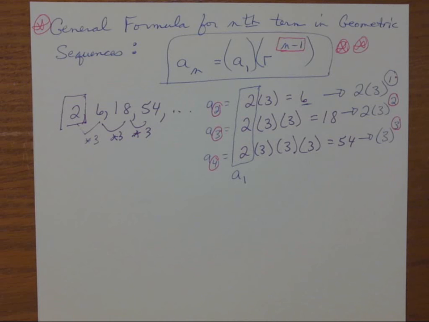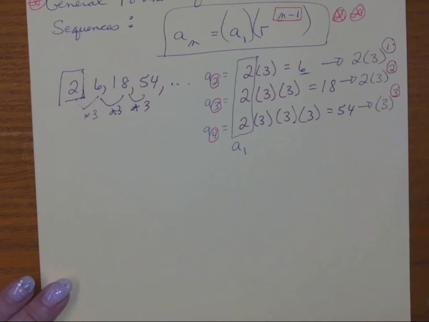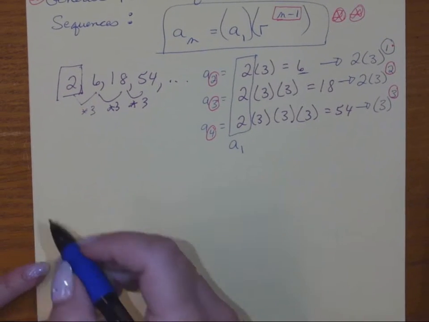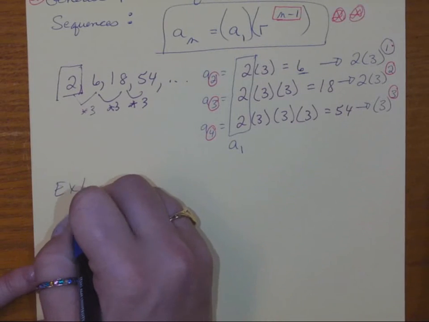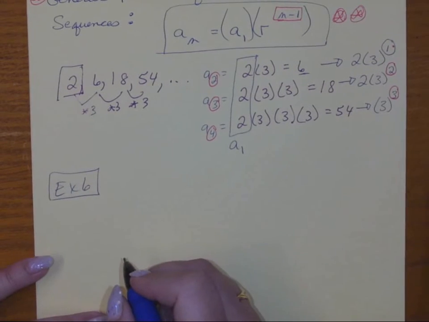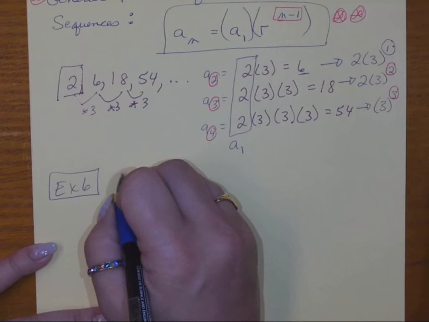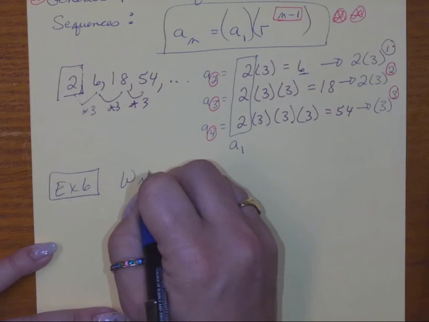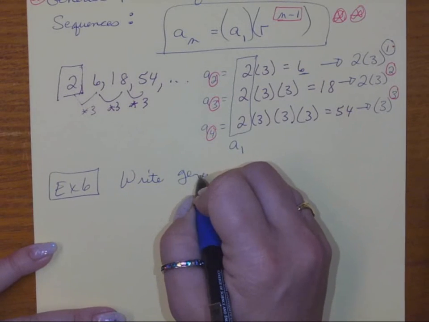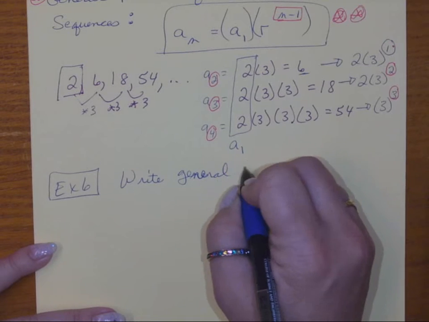So an example of this, and this will be our last one for this before I come back and talk to you about some other stuff. Example 6. Okay, so example 6 says write the general terms. I'm sorry, I can't write today.